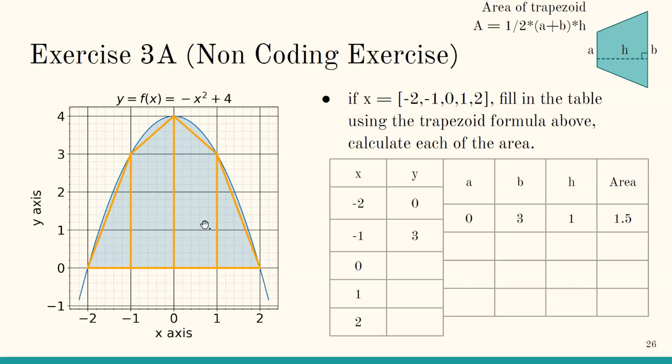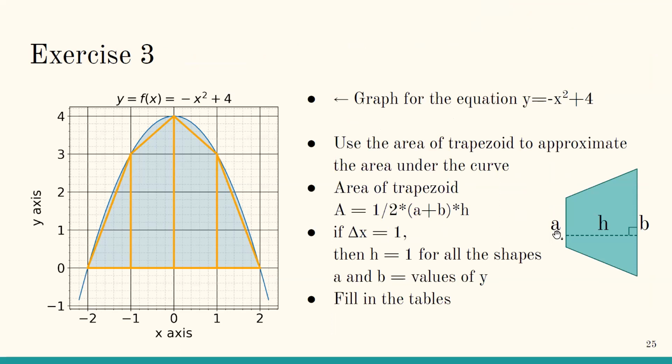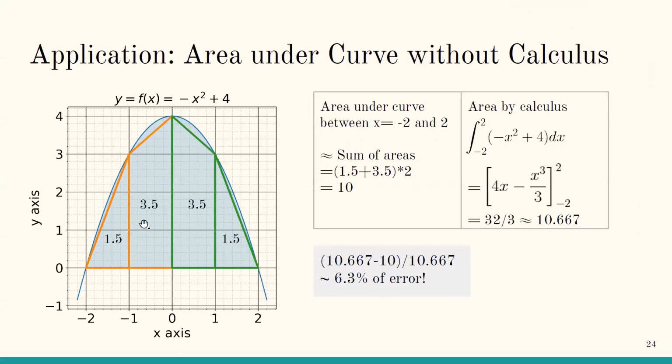So if you look at this, compare the shape here, A, H, and B. Compare each shapes in here. You'll know what A is and B is and H is. H is always 1. Okay, and you will be able to calculate the area. The first one, I've given that to you, 1.5. So if you go back 1 slide or 2 slides, so these are the results. These should be the results in your table, right? 1.5, 3.5, 3.5, and 1.5.